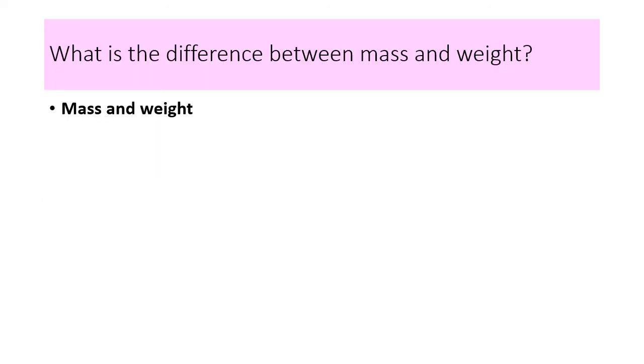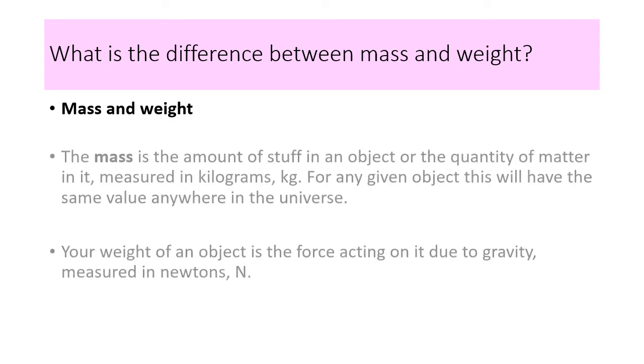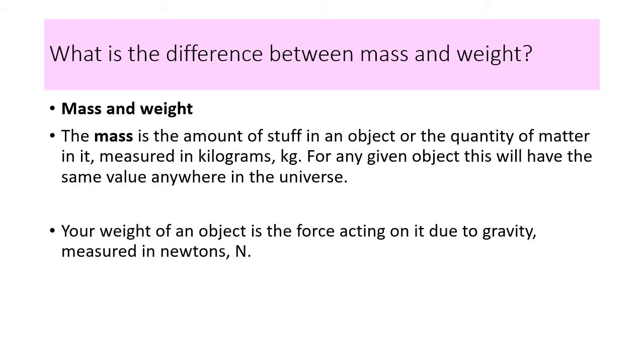Okay, now what is the difference between mass and weight? Sometimes we consider mass and weight to be the same thing, but in physics they are not. Mass and weight both are different things. Mass is calculated in kilograms, weight is a force, it is calculated in Newton. Let's have a look at the exact definition. The mass is the amount of stuff in an object or the quantity of matter in it. It is measured in kilograms.